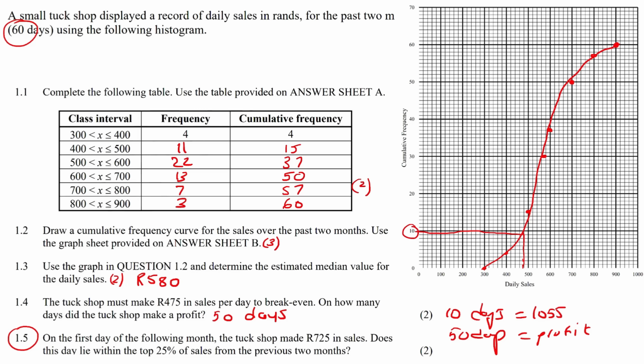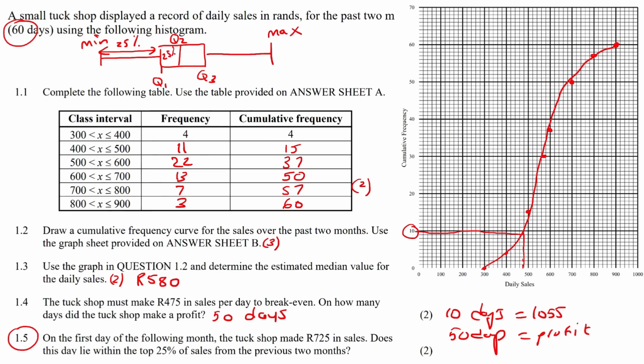So to work out the top 25% of sales, we need to understand that, for example, on a box and whisker, we don't have to go draw a whole box and whisker now, but what we need to understand is that this is always your minimum, this is always your maximum, this is always your Q1, your lower quarter, this is your Q2, which is also your median, and then this is Q3. 25% of the values are here, then the next 25% is here, then the next 25% is here, and then the next 25% is here, so that you get a total of 100%.